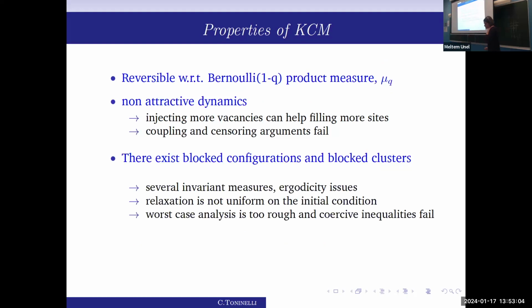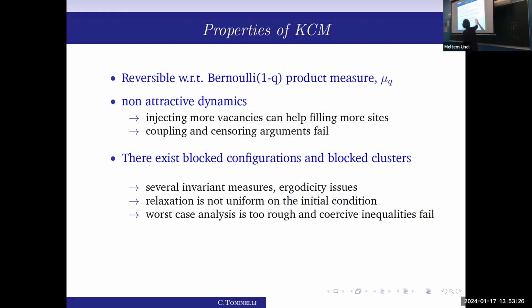So, okay, this is already telling us that we have to be a little bit careful about ergodicity issues because there are several invariant measures, and also that if you want to study relaxation to equilibrium, certainly it will not be uniform on the initial conditions, so we cannot make arguments of the type of worst case analysis. No matter where I start from, I can converge to equilibrium.